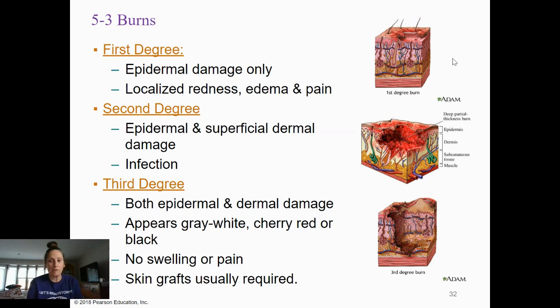Third degree, as you can clearly see in the picture there, basically all of our cutaneous membrane is gone. All epidermal and dermal layers are no longer present. You can have some really interesting colors. It could be cherry bright red. Sometimes it's blackened. Sometimes it's grayish white, depending on the amount of white blood cells present.